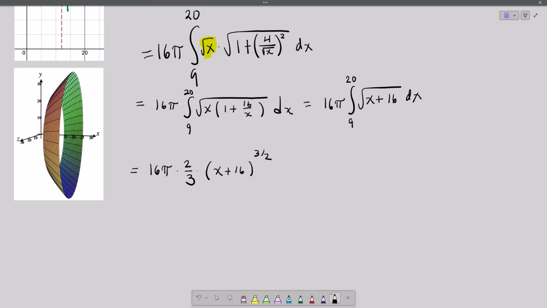Do we have to do a reverse chain rule here? What is the derivative of the inside here that would be used for substitution? The derivative is 1, so we would divide by 1. So we're doing reverse chain rule, but there's really no effect because we're dividing by 1. So we don't have to put any division here. And then this is going to go from 9 to 20.